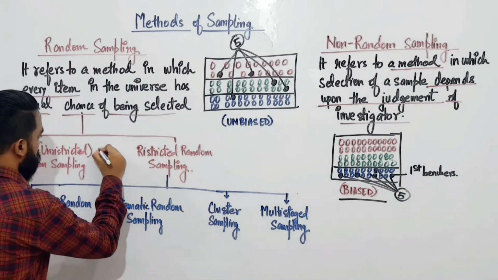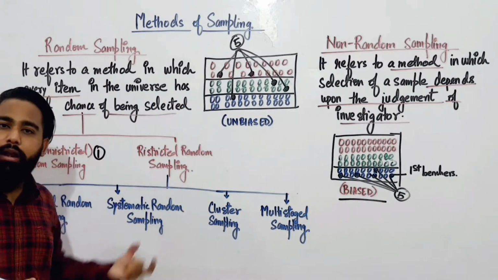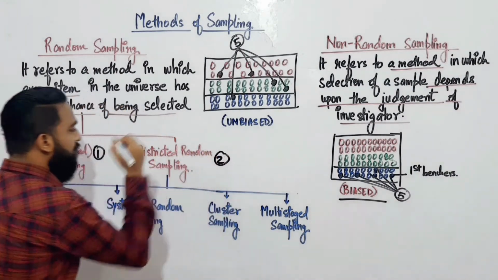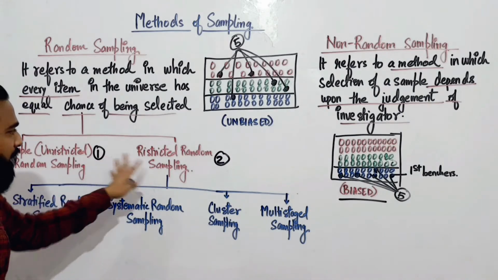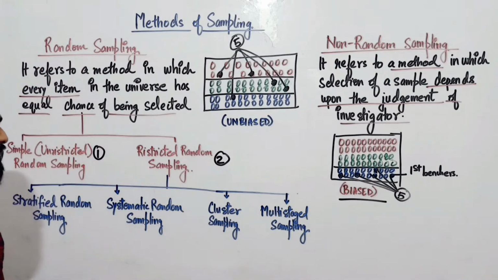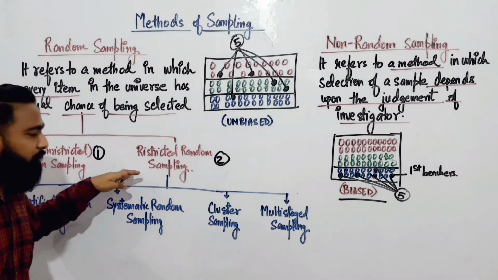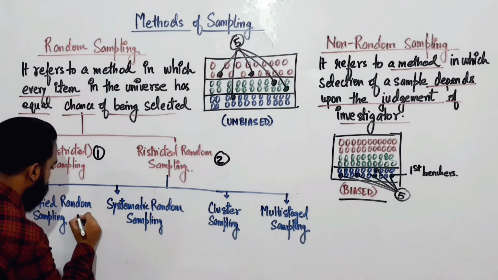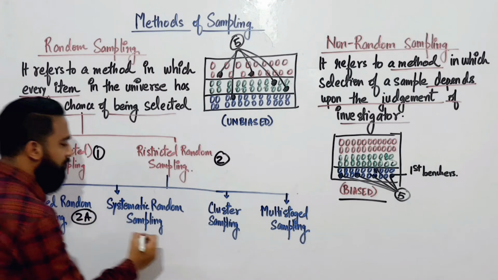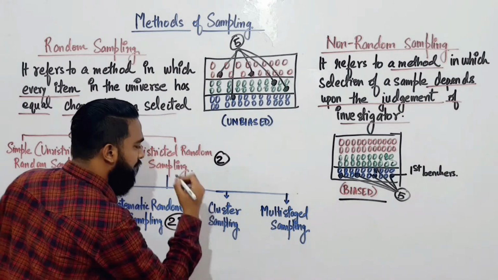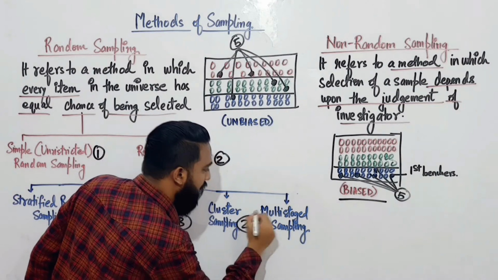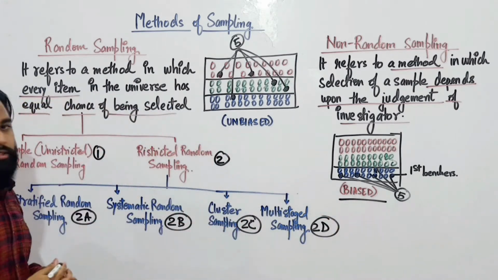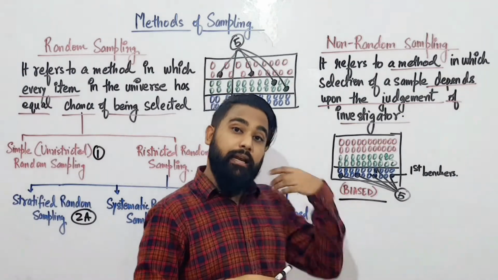Now students, this random sampling can be divided into 2 parts. The first one is simple or unrestricted random sampling. The second one is restricted random sampling. Now there are two divisions of random sampling, and this second division can be further subdivided into 4 more parts: stratified random sampling, systematic random sampling, cluster random sampling, and multi-stage random sampling. Now these subdivisions we are going to study in the next video.